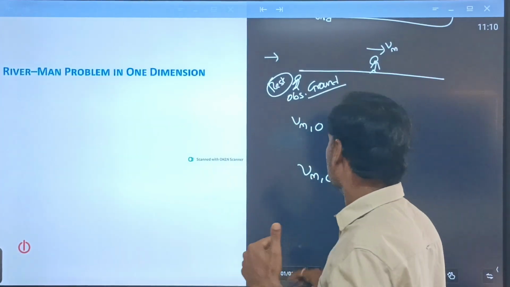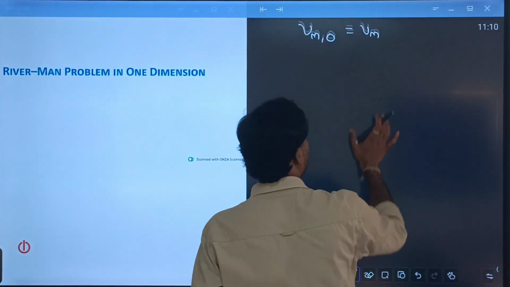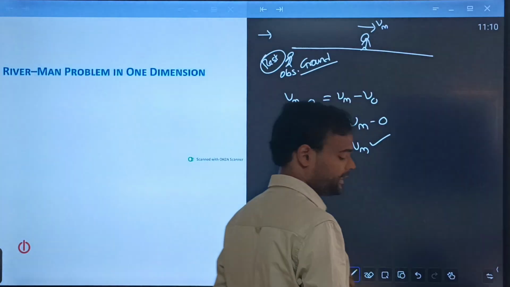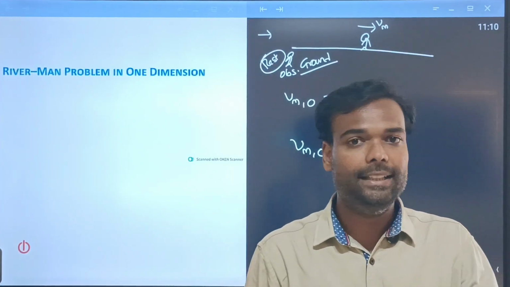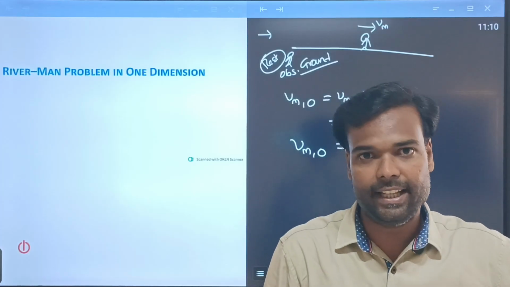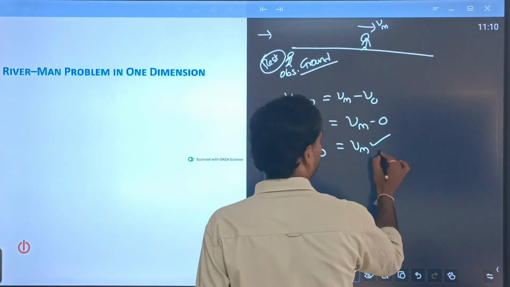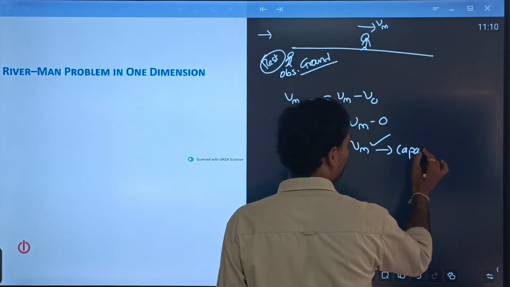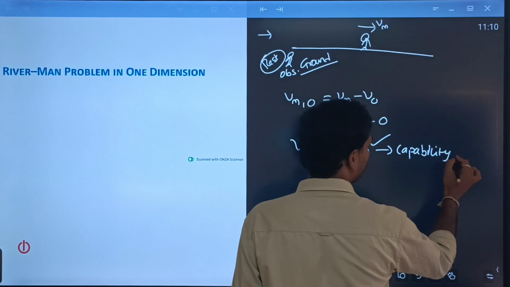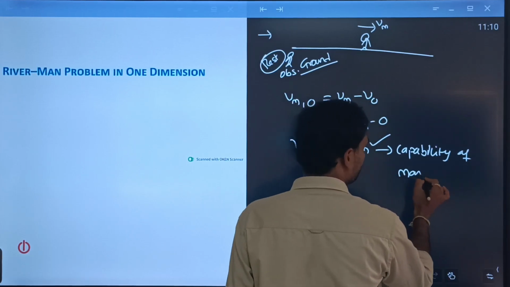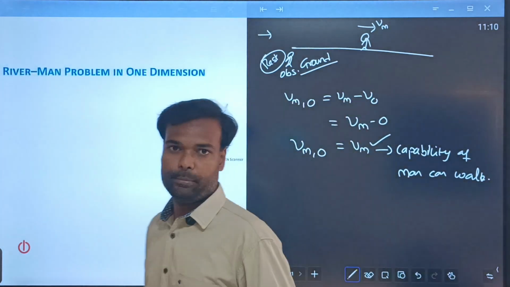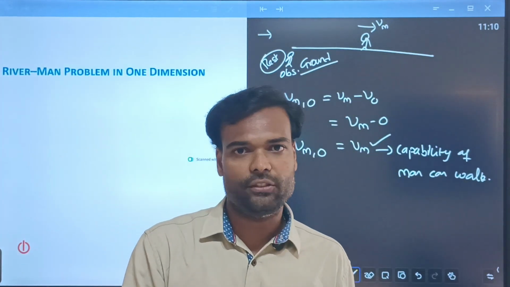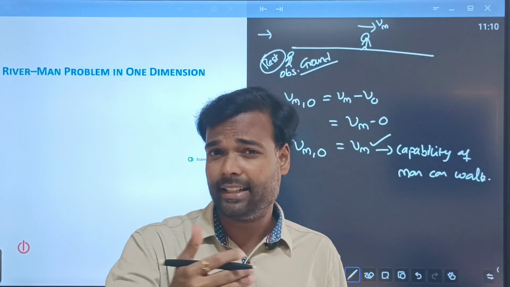Fine, right. Now here Vm says that the capability of man, he can walk. Can I say like this? Vm is the capability of man can walk. This is what is capability. He can walk with a certain amount of velocity, right? Let us see the second case.